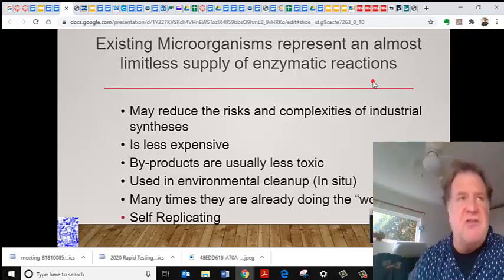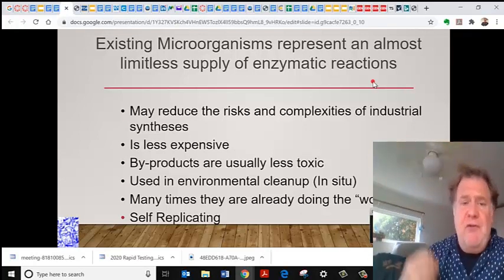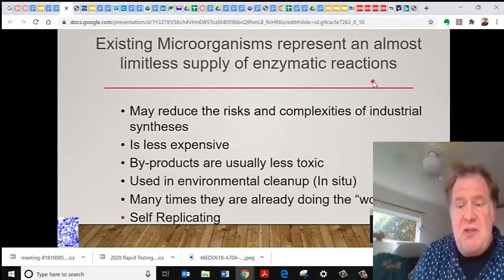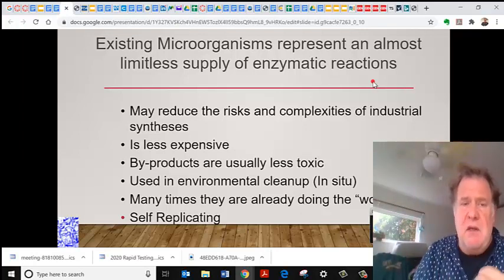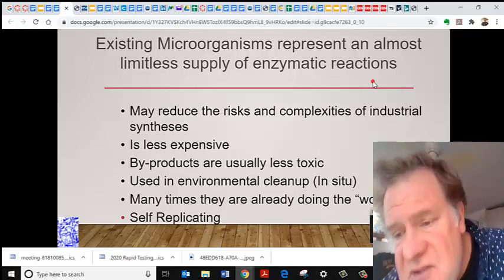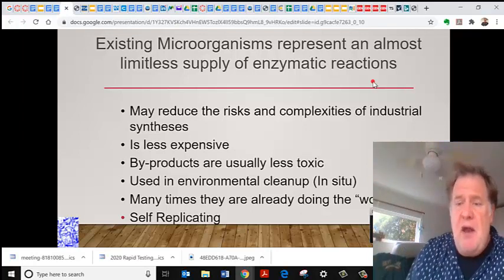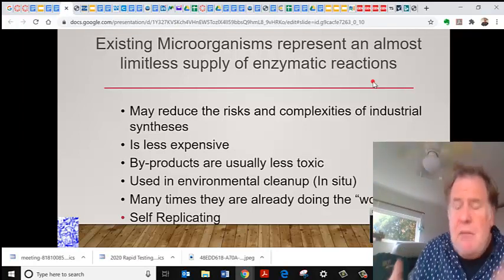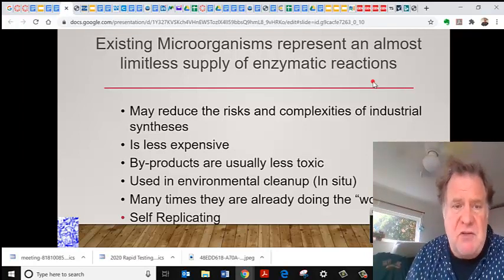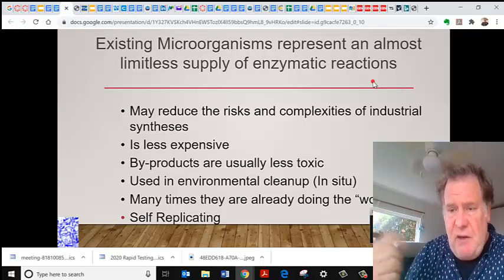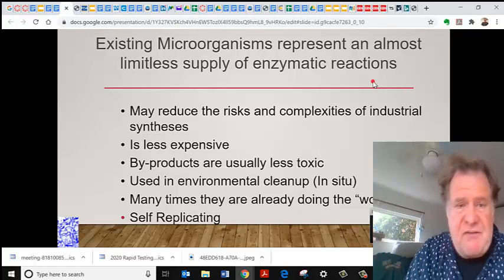We think about all the stuff that we do on a day-to-day basis or on an industrial scale, and if we could get microorganisms, if we could get enzymes to do it, we'd be a little bit better off. The reason is that this may reduce the risk and complexities of industrial synthesis. Right now we have to use things like sodium hydroxide and other very toxic chemicals, and heat and pressure, in order to make things. Wouldn't it be great if we used a microorganism to do this? Number one, it would be less expensive, right? We wouldn't have to use these very expensive chemicals. We wouldn't have to get rid of those chemicals after we're done with them.